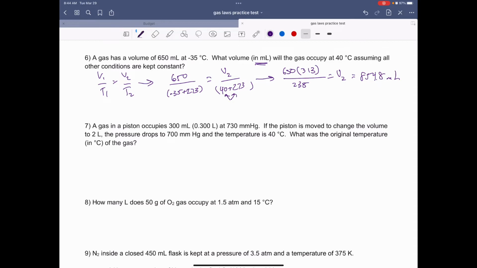Again, if for whatever reason I had to convert it to liters, remember there's 1,000 milliliters in a liter, so this would simply be 0.8548 liters. It's the same answer, right? It's the same number.